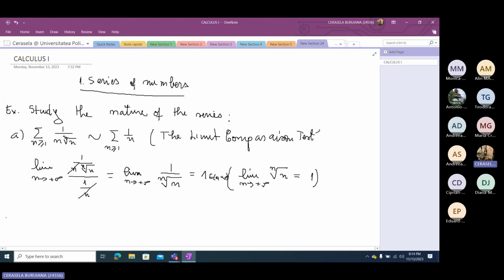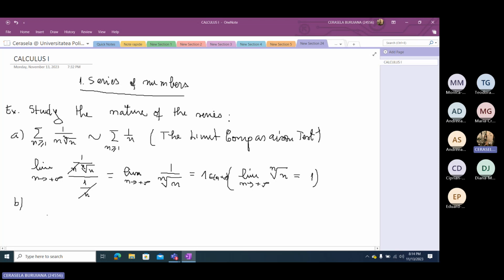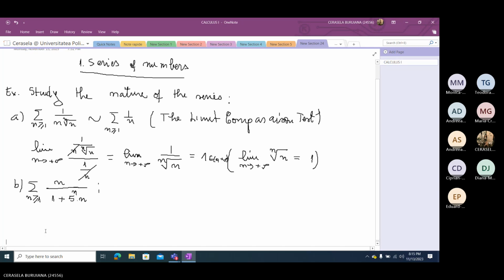Next, let's take another series. Today, as I said, we'll talk about series of numbers and power series. We will revise them. Those things are included in the partial exam, so it's a good opportunity to learn and to prepare more for the exam. The next series will be the series of general term n over 1 plus 5 power n times n. Okay. Let's see what can be done for this one. Who has an idea?